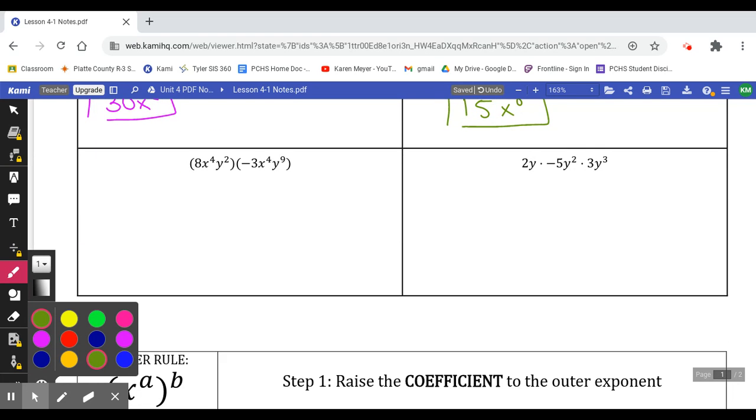So when you look at these, you're going to notice in the next one, we've just beefed it up a little bit by putting more than one variable. So instead of only having x's, you now have x, y. So multiply your coefficients. So 8 times negative 3. Add your exponents for x, and your exponents for x are 4 plus 4. And add your exponents for y, which is 2 plus 9. So you should get a final answer of negative 24, x to the 8th, y to the 11th.